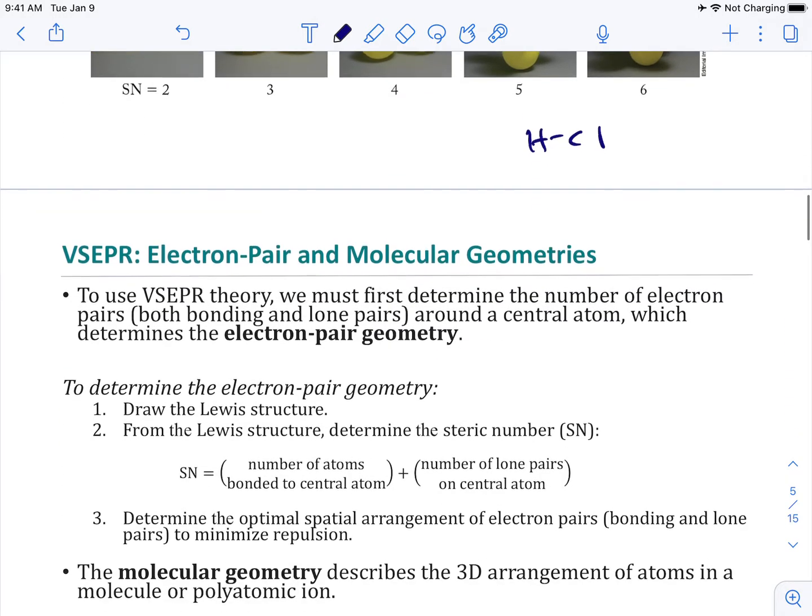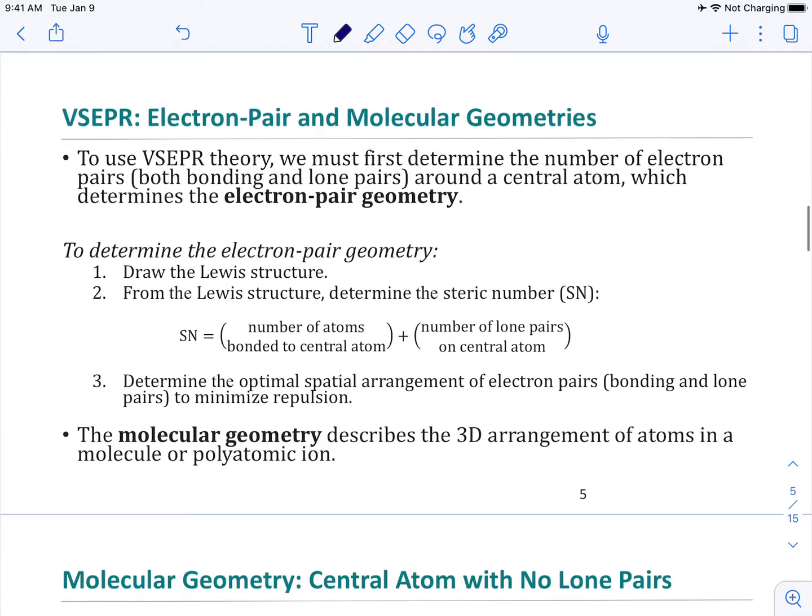So to use VSEPR theory, you must first determine the number of electron pairs. We call this electron pair geometry. Some people call it electron domain geometry. It's the total number of electrons surrounding that central atom. And you can get this from the Lewis structure. And that's why I emphasize that Lewis structures are critically important, and that you really can't do much with Chapter 5 if you don't have a good feel for Lewis structures.